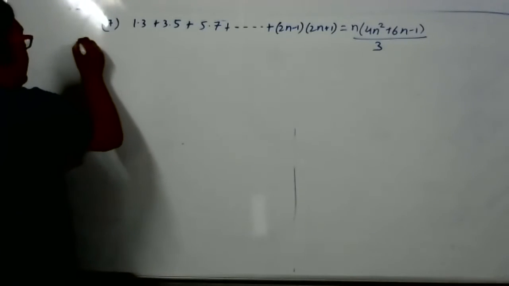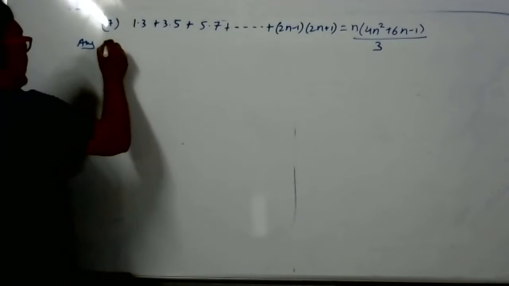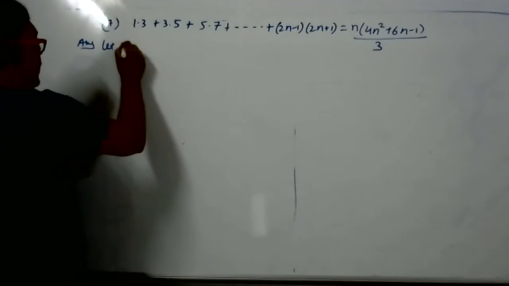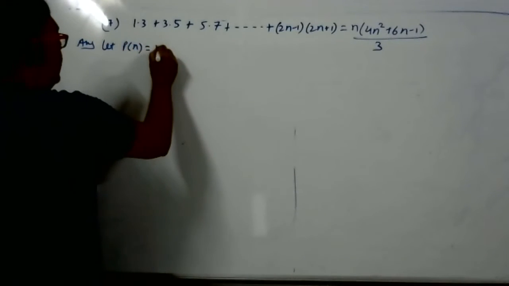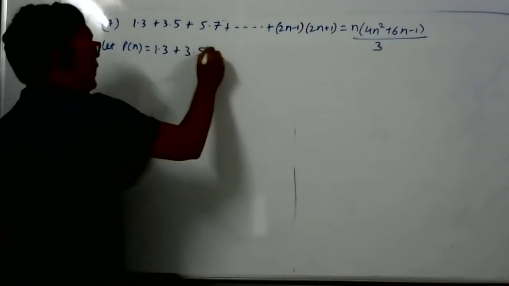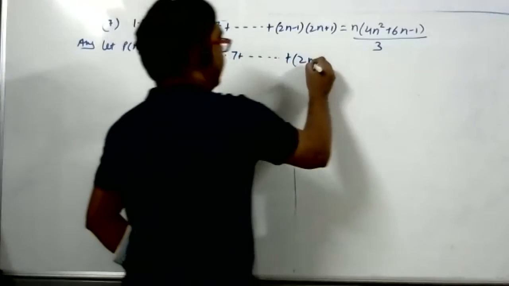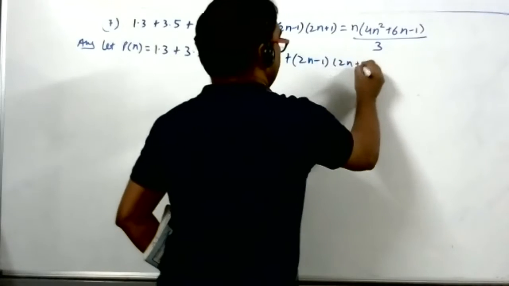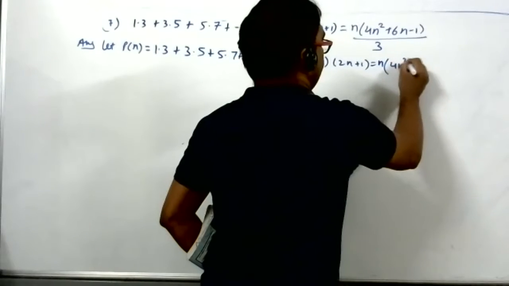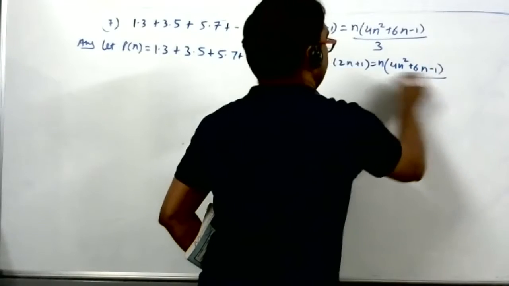Now how to prove this? Very simple. Whatever we have to prove, we take as P of n. Let P of n be 1 into 3 plus 3 into 5 plus 5 into 7 plus ... plus 2n minus 1 into 2n plus 1 is equal to n into 4n square plus 6n minus 1 by 3. I will do it a little fast.